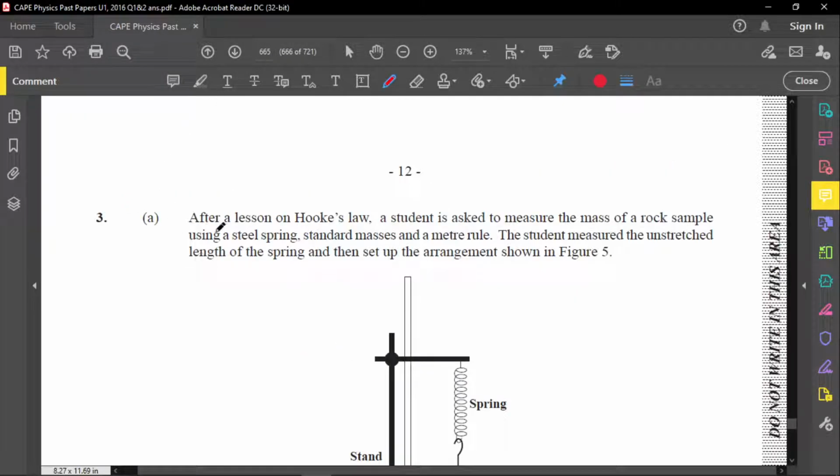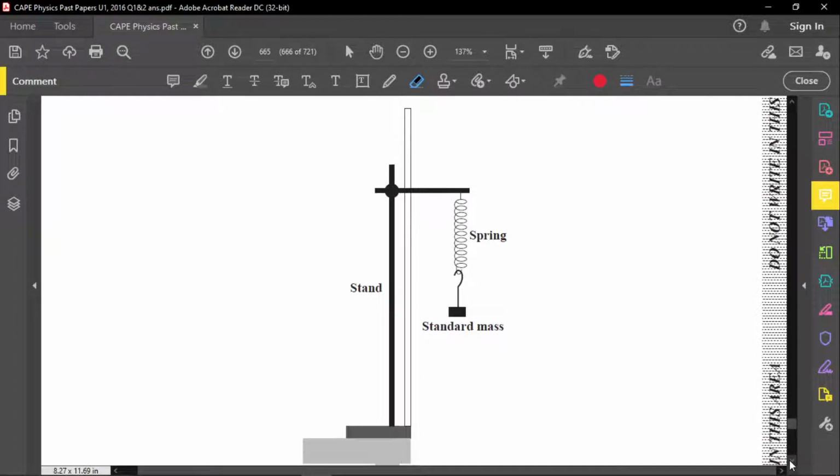Question number 3 reads that after a lesson on Hooke's law, a student is asked to measure the mass of a rock sample using a steel spring, standard masses, and a meter rule. The student measured the unstretched length of the spring and then set up the arrangement as shown in figure 5. So we're going to go through this. Just to make a note of the setup right here. And I'm going to go down to the diagram so you see exactly how it was set up.